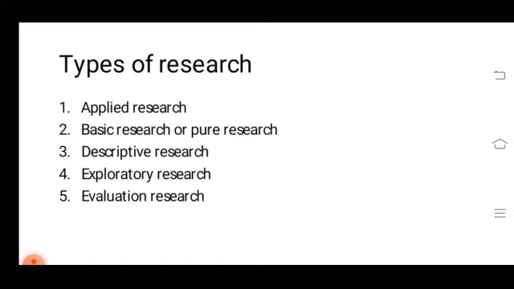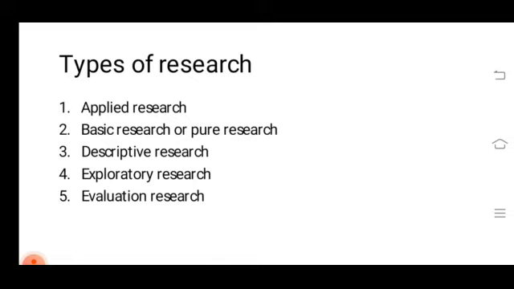Let's take an example. Basic science investigations provide answers for questions such as how did the universe begin? What are protons, neutrons and electrons composed of? These are included in basic or pure research.